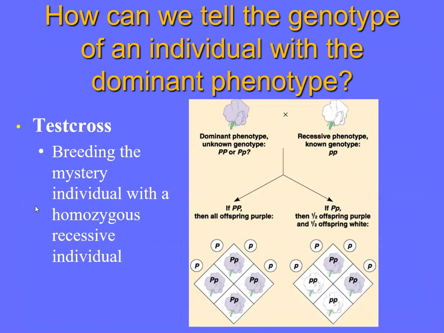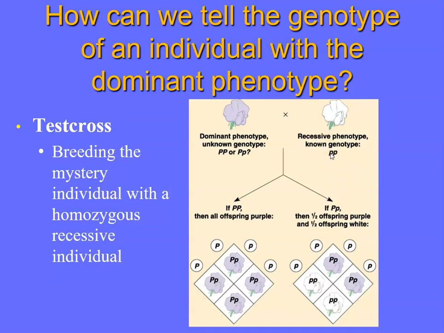Here's an example of a test cross that might have been a useful tool for Gregor Mendel when he purchased his purple and white flowered pea plants from the market, not knowing whether the purple flower plants were homozygous dominant or heterozygous. So as shown here, it would be the dominant phenotype with an unknown genotype, big P, or big P, little p, versus the white flower plant, which would only be the genotype little p. There's no question about that.